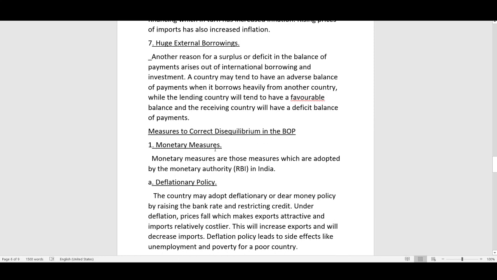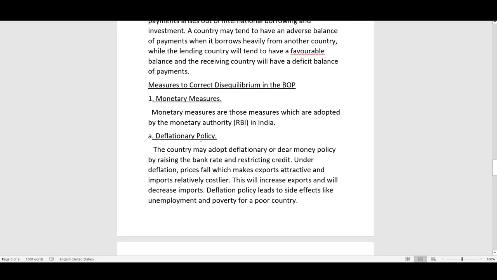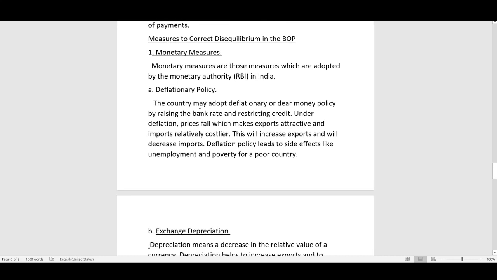First one, monetary measures. Monetary measures are those measures which are adopted by the monetary authority, that is RBI, Reserve Bank in India. First one, deflationary policy. The country may adopt a deflationary or dear money policy by raising the bank rate and restricting.